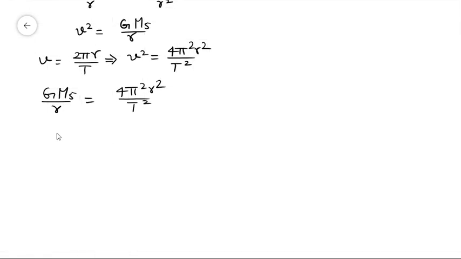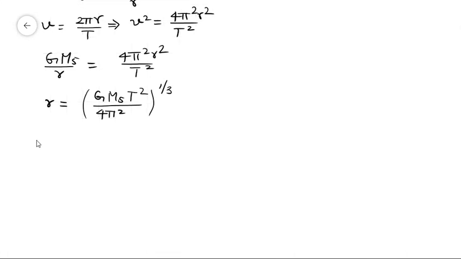From that expression, r turns out to be G Ms T squared divided by 4 pi squared, raised to the power 1 by 3.